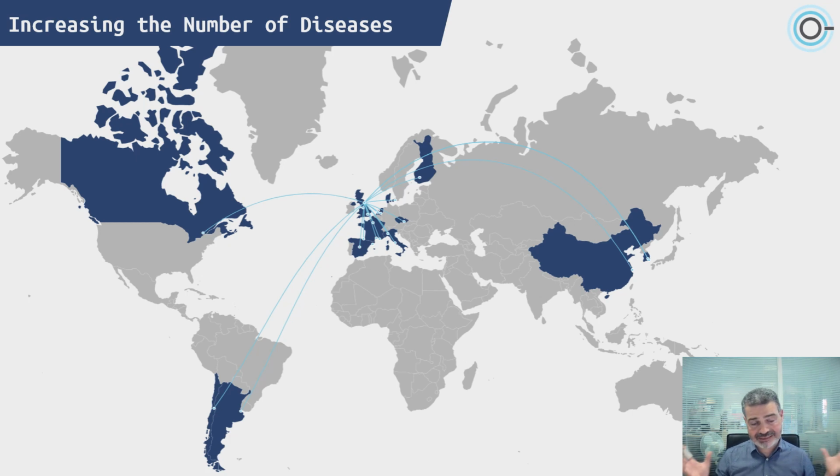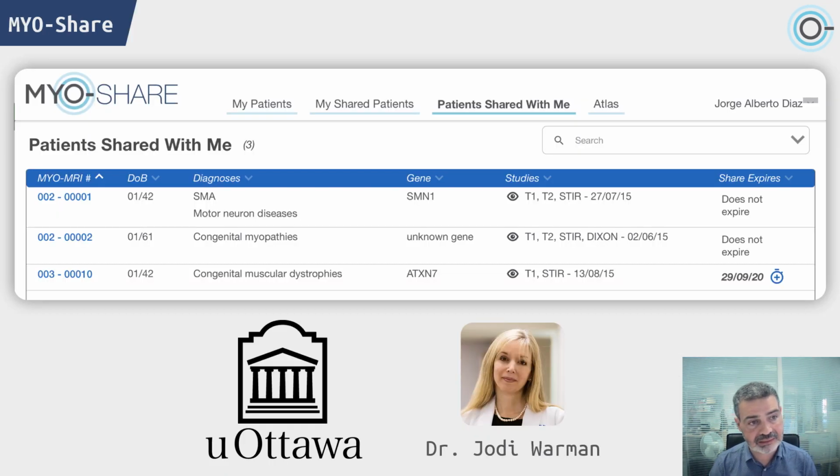And the way these centers are sending their MRIs to us is using this platform that is known as MYO-Share. MYO-Share is an online imaging platform that is built in the Microsoft system Azure, that was developed by Jodi Warman at the University of Ottawa. It's a pretty easy platform that allows you to upload anonymized MRIs and share them securely between different investigators for a research project.